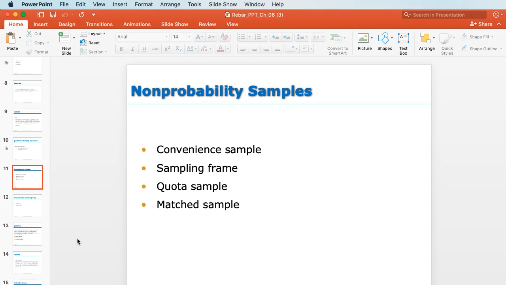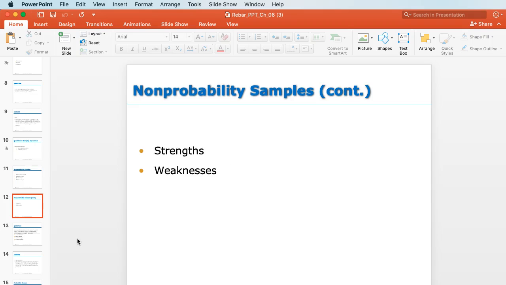So convenience sample, those are the people that are right in front of us. Sampling frame is the particular population that we're interested in. So critical care nurses might be my sampling frame. OB, labor and delivery nurses might be my sampling frame. Nursing students, those are the sampling frame. Quota sample is reaching a particular number of people, and matched sample is when I want to compare two similar groups. Again, I can't randomly assign because I'm trying to match or understand two similar groups.